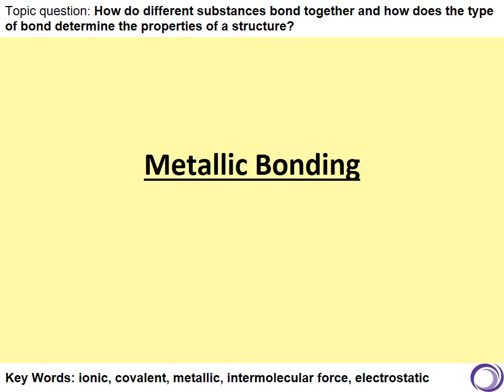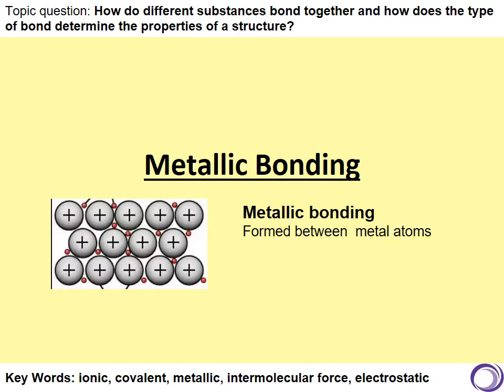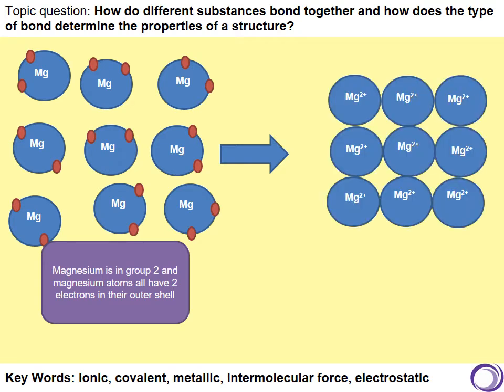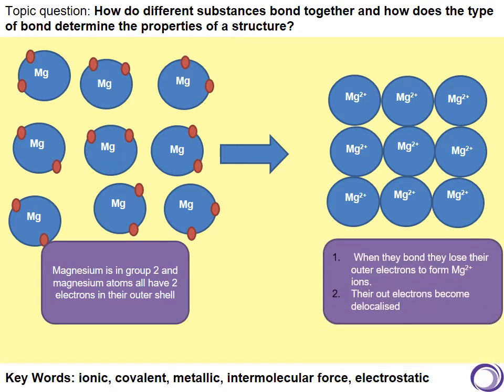Let's now look at metallic bonding. A reminder that metallic bonding is formed between metal atoms. So here we have magnesium. Magnesium is in group 2, and this means that magnesium has 2 electrons in its outer shell. When magnesium atoms bond and form magnesium metal, they lose these outer 2 electrons.